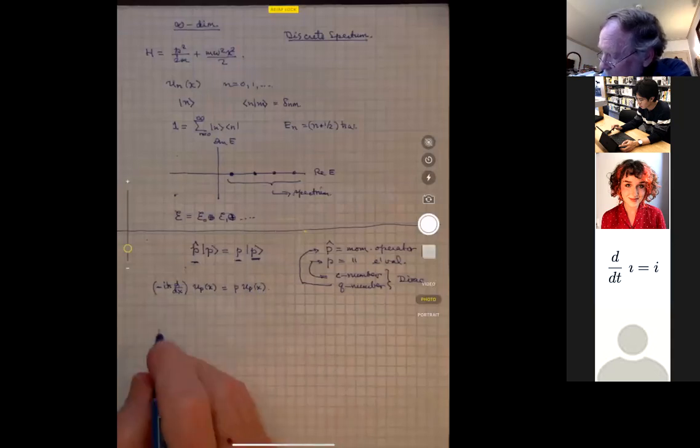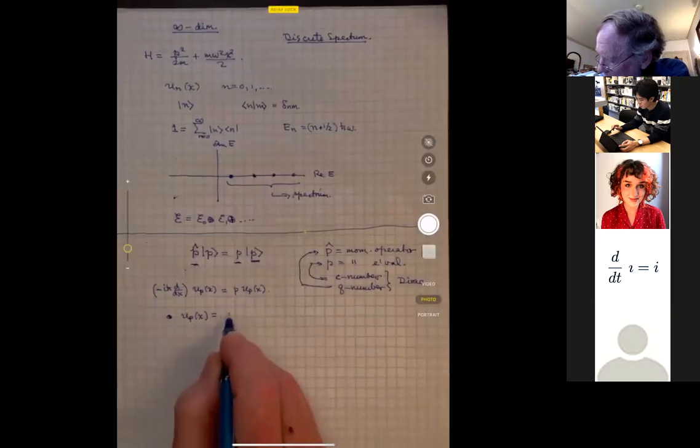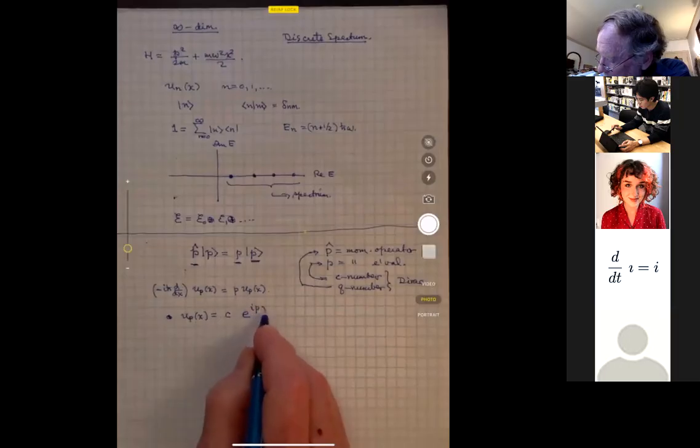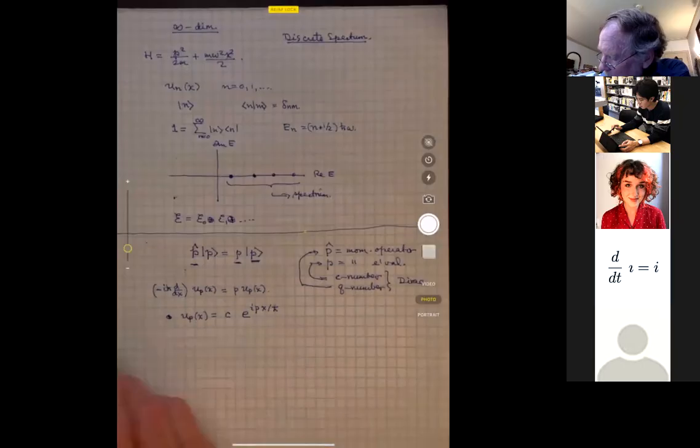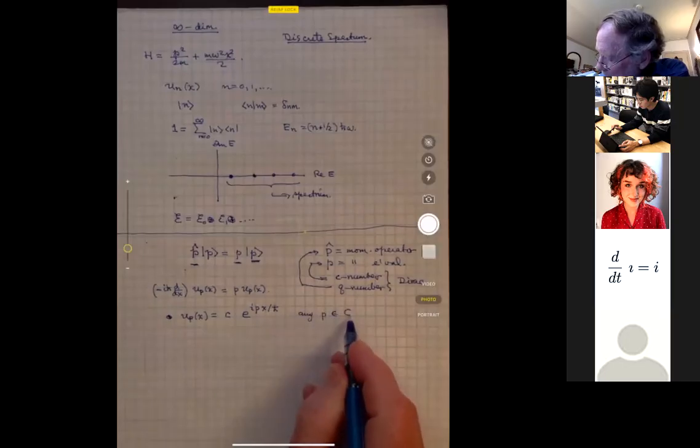Now this simple differential equation has a solution given by u sub p of x equal to some normalization constant times e to the i p x over h bar. And this is actually valid for any value of the momentum eigenvalue p, whether real or complex. So this is any p in the complex numbers.